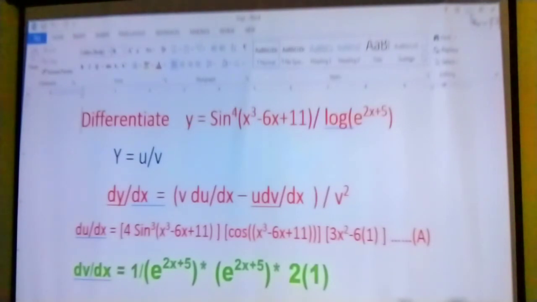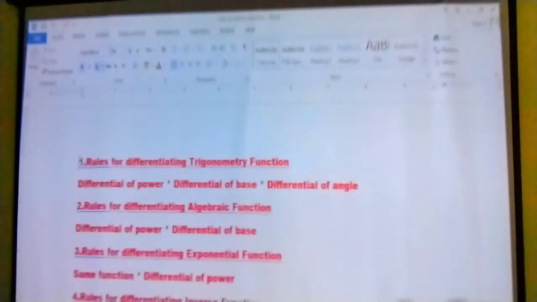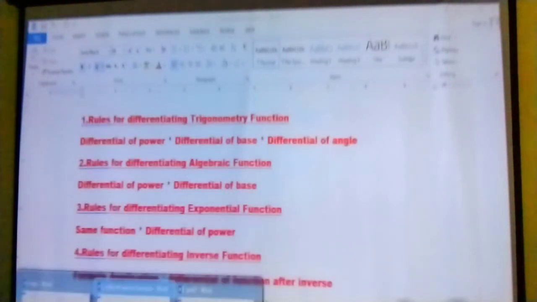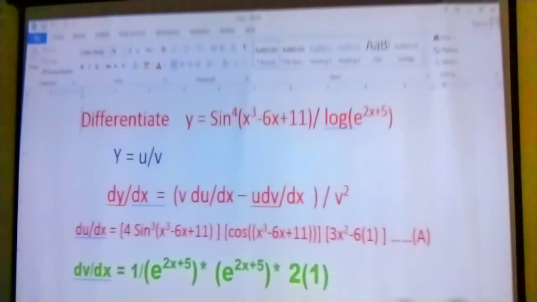Before this, you should know the fundamentals. What is the rule for differentiating algebraic functions? Differential of power into differential of base. See here, x cube minus 6x plus 11 is an algebraic function. Power is not there, so differentiate the base. That's why 3x square minus 6 into 1. The derivative of 11 is 0. Now du by dx is successfully over.